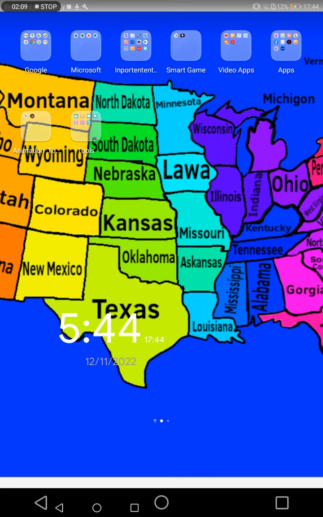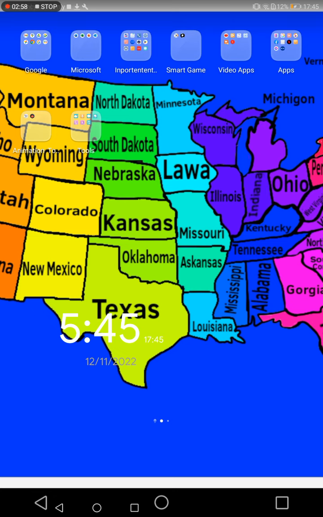But the normal clock won't finish with 24 hours. It finishes with 12 hours. If it reaches more than 12, it will become PM. If it's below 12 in the morning, it is AM. PM full form is post meridian, while AM full form is ante meridian.